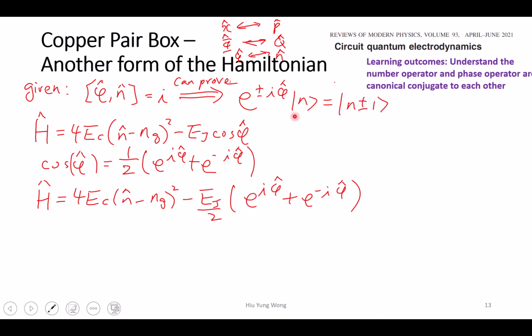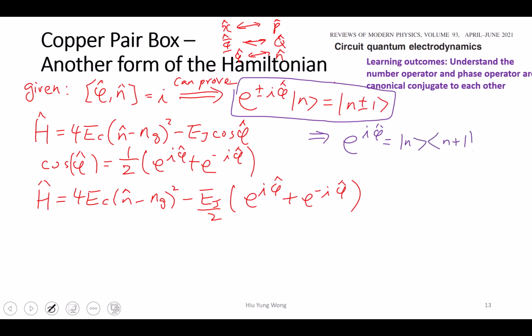Now, I just told you that e to the power i phi operating on n actually raises or lowers the number. So what will be the matrix form of this one? You raise it, so it must be equal to n plus 1, it brings it from n to n plus 1. And to check, it's easy. Just apply this whole thing to n.